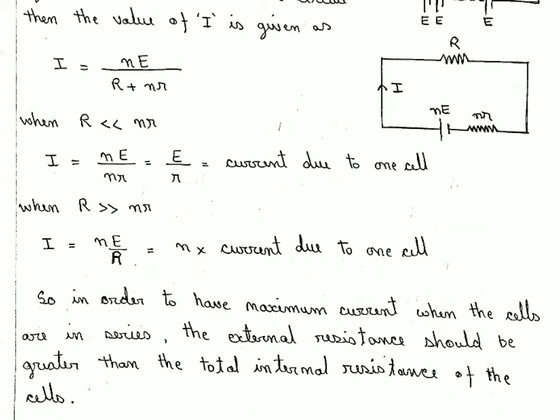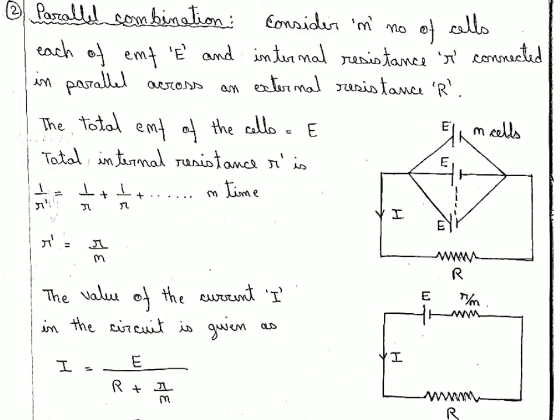So you can see from these cases that if the external resistance is large, then the current also will be large. And here the current is maximum when R is very large as compared to the total internal resistance. So in order to have this maximum current, the cells are connected in series, and the external resistance should be greater than the total internal resistance of the cell. Now we come to another type of combination, which is the parallel combination.